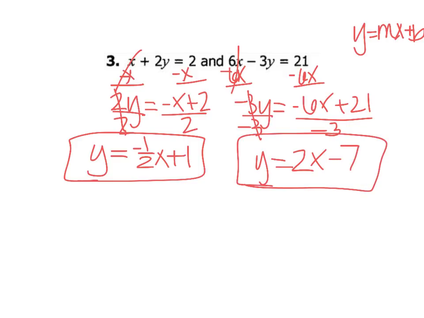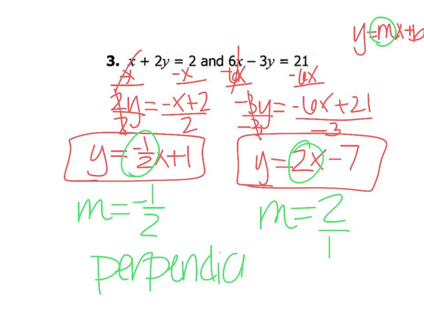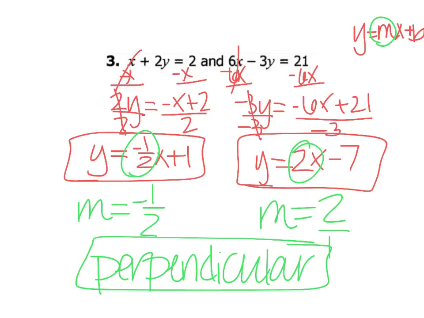All right, now they're both in slope-intercept form, so we can easily identify that slope, the m. So the slope of this line is negative 1/2. The slope of this line is 2, or think of it as 2 over 1. Therefore, these are negative reciprocals. If the slopes are negative reciprocals, then our lines are perpendicular. All right, and we're done.